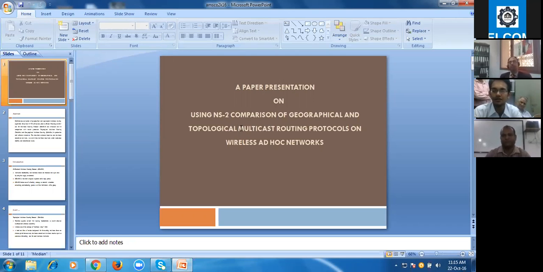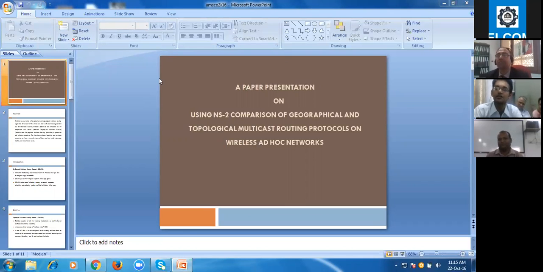Basically, in computer networks, routing is done in three types: unicasting, multicasting, and broadcasting. Unicasting is when we have one sender and one receiver, and both can interact with each other. The second one is multicasting, where we have one sender and a group of receivers, so we can do data communication with each other.